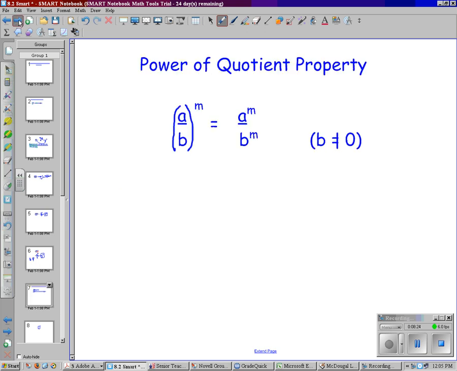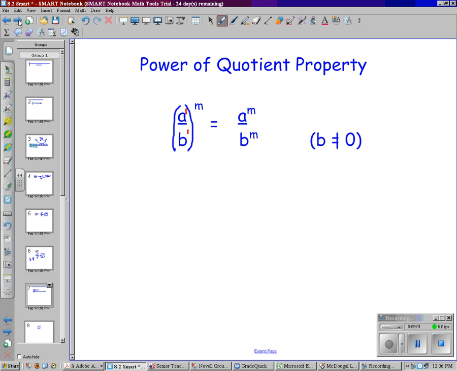Okay. All right, then we have another property, and this is the power of a quotient property. What this does is it takes a quotient inside the parentheses, and notice there's an exponent outside, and that exponent gets given to, multiplied by, each of the exponents inside. Remember, this is a to the 1st power, b to the 1st power, and 1 times m is m. So I have a to the m over b to the m. And again, I say b cannot be equal to 0.